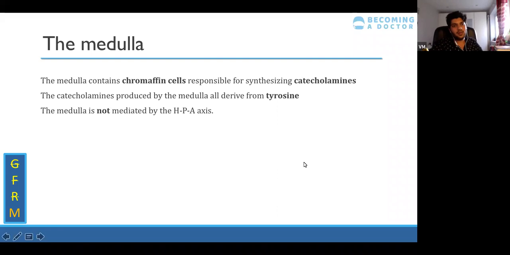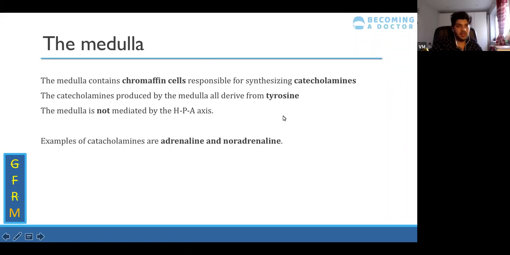So it produces these things called catecholamines. The main example is adrenaline, and they're all derived from the amino acid tyrosine. Important thing to know, the zonas of the adrenal cortex are all mediated by that HPA axis, the hypothalamic pituitary adrenal axis that we mentioned before. The medulla is not. The medulla is on its own. I'm pretty sure it's embryologically separate to it.